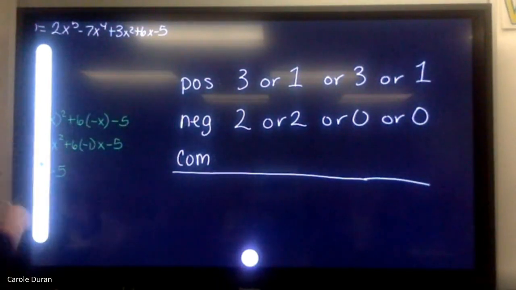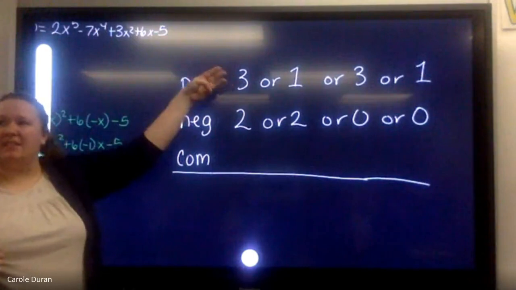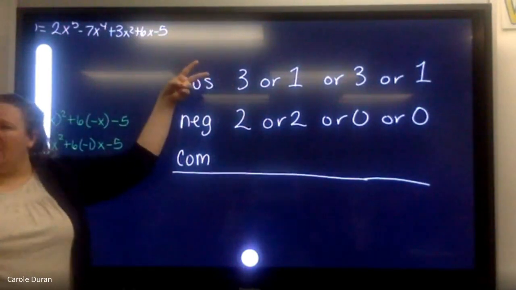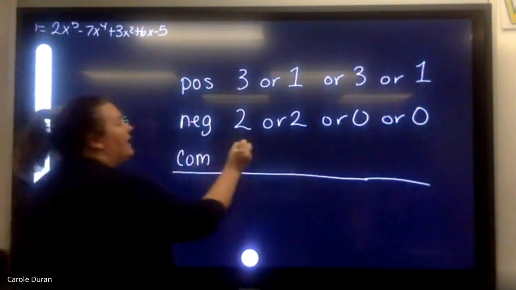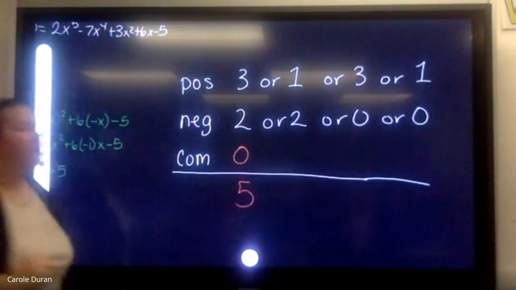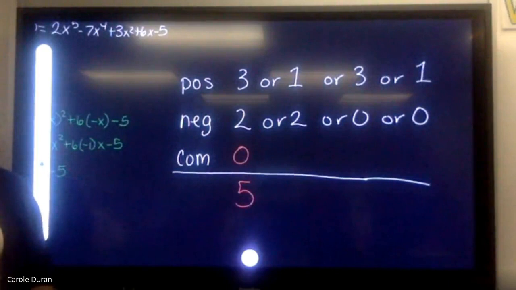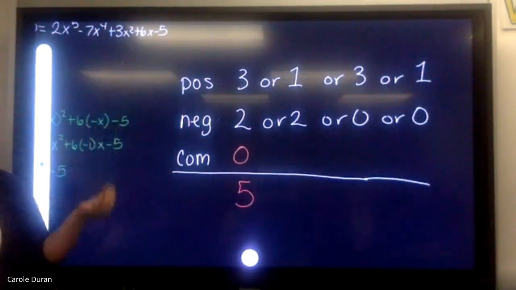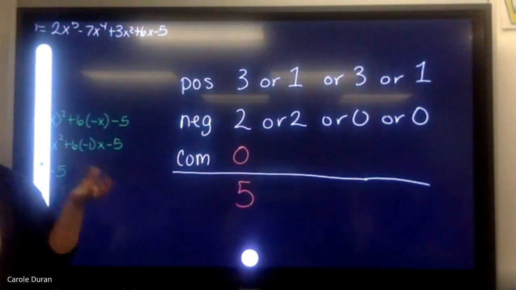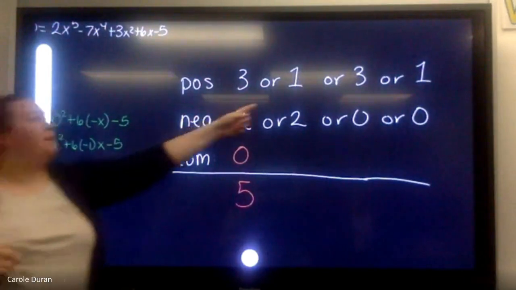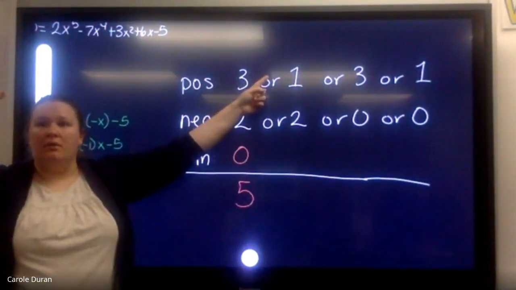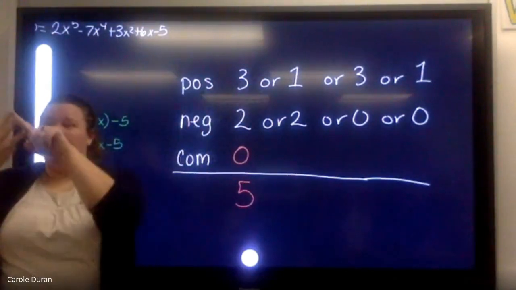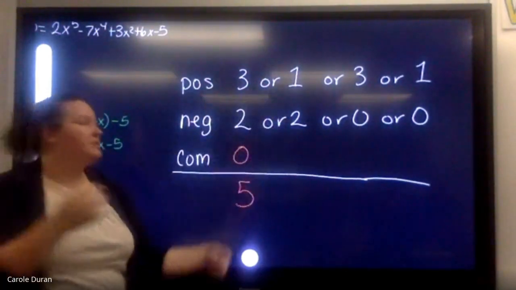So on my first column, if I have 3 positives and 2 negatives, how many complex roots could I have? 0, because I'm already at 5. What is going on? I'm adding and filling in the appropriate number of complex roots to make it equal 5. So for example, if I have 1 positive and 2 negative, I need 2, because I only have 3 to start with, and I have to make it equal 5.